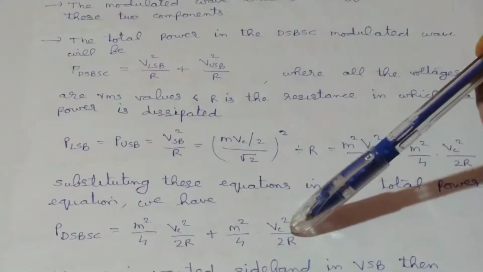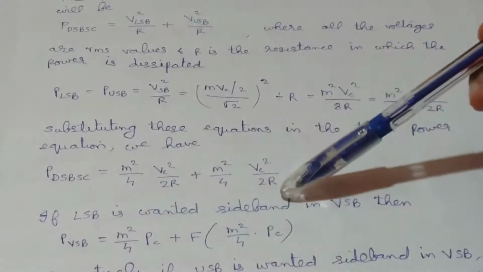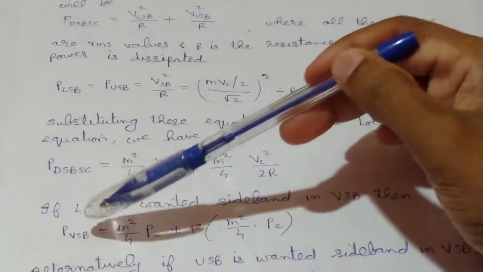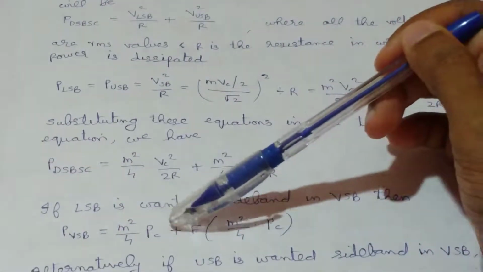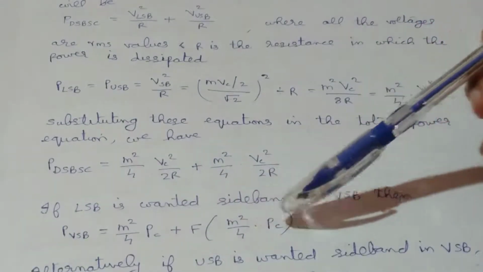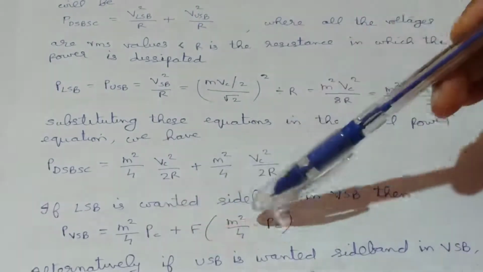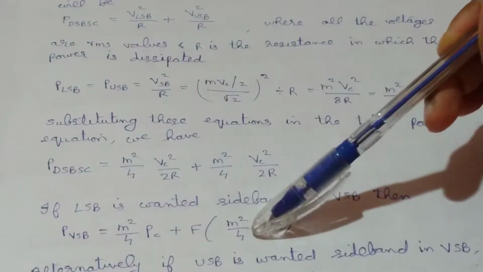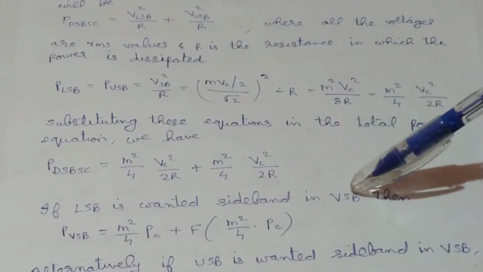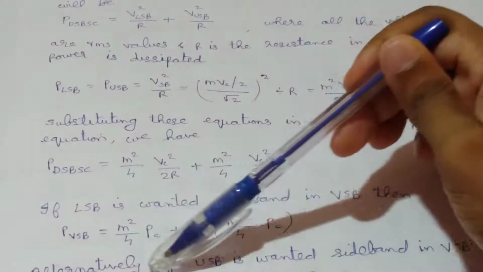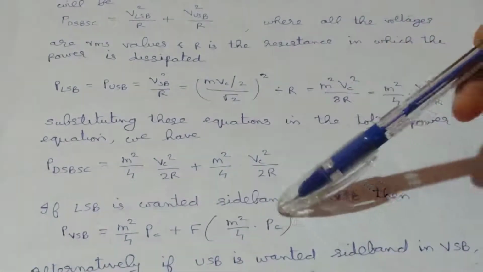Then when we consider the vestigial sideband wave, if lower sideband is the wanted sideband, then the power in the vestigial sideband wave P Vsb is equal to M square by 4 into Pc plus fraction of M square by 4 into Pc. This M square by 4 into Pc is the power in the lower sideband, and this M square by 4 into Pc is the power in the upper sideband. So here, if LSB is the wanted sideband in vestigial sideband case, then we will consider the power of the lower sideband completely, plus we will consider a fraction of the upper sideband power.